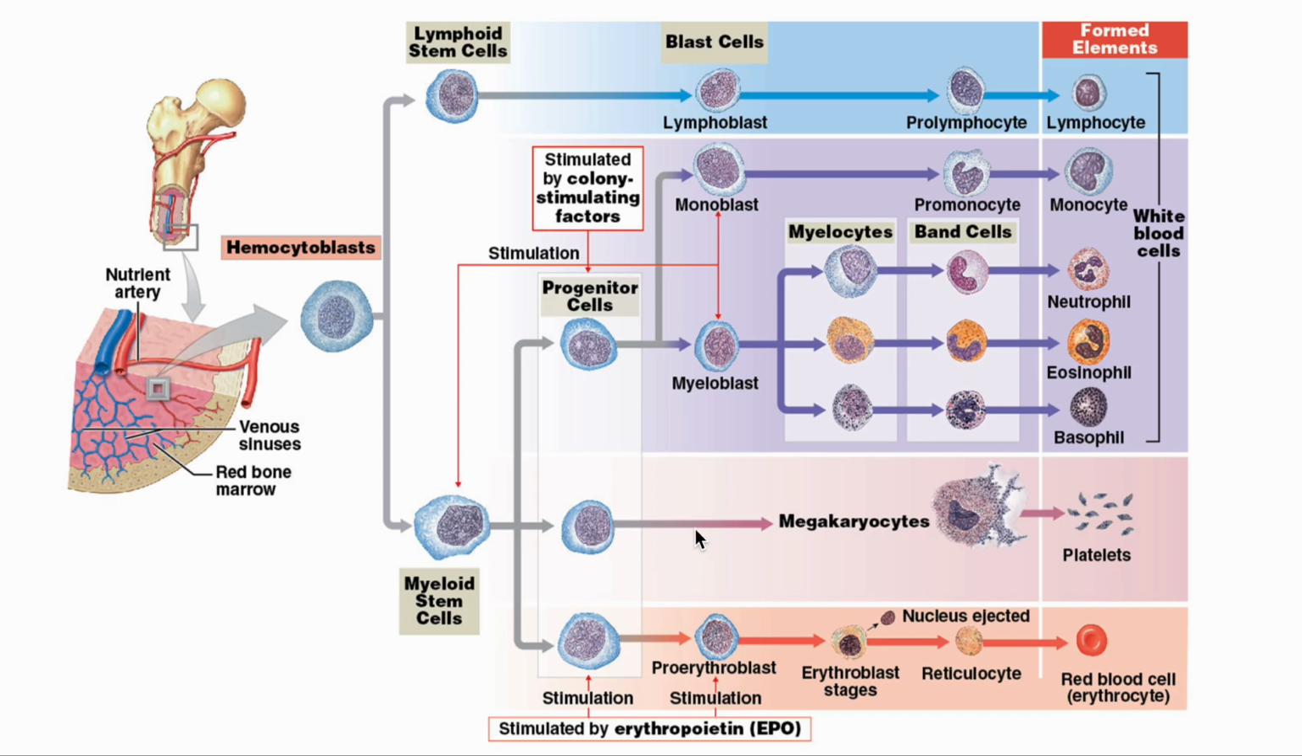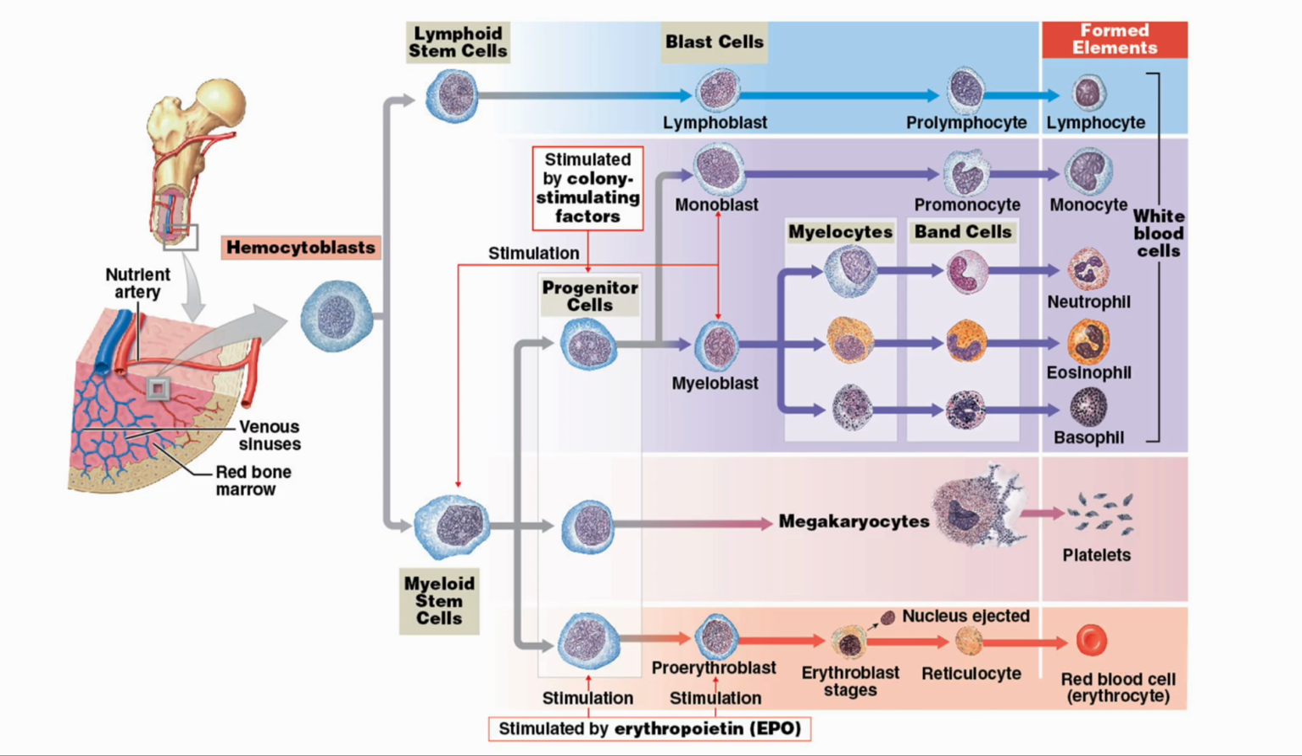And then the last one, and maybe the most interesting, though they're all interesting, is the option that the myeloid stem cell, due to stimulation from erythropoietin or EPO, will become a proerythroblast. This proerythroblast will ultimately eject its nucleus, becoming a reticulocyte, which is basically like an immature red blood cell. And you can find these in the blood. Then they will very quickly become red blood cells, which officially are erythrocytes, circulating around in the blood, carrying oxygen around the body to all of our cells.